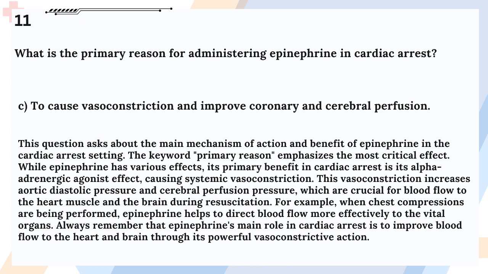This vasoconstriction increases aortic diastolic pressure and cerebral perfusion pressure, which are crucial for blood flow to the heart muscle and the brain during resuscitation. For example, when chest compressions are being performed, epinephrine helps to direct blood flow more effectively to the vital organs. Always remember that epinephrine's main role in cardiac arrest is to improve blood flow to the heart and brain through its powerful vasoconstrictive action.